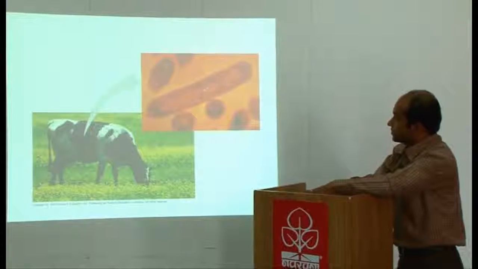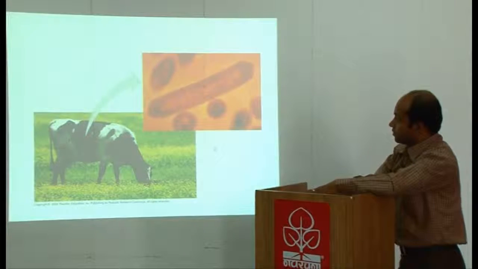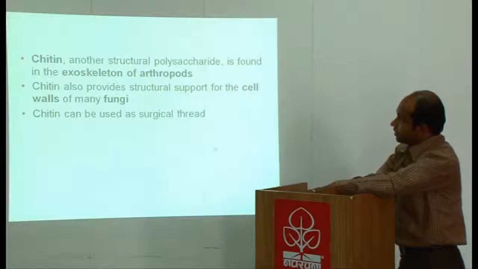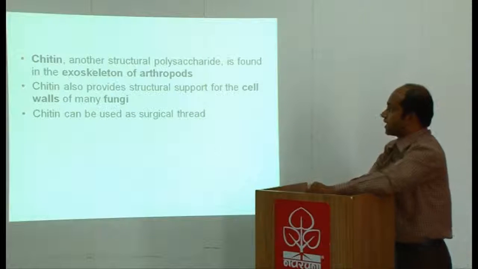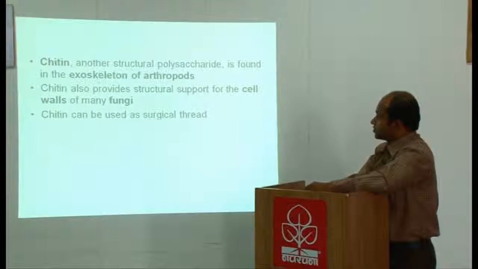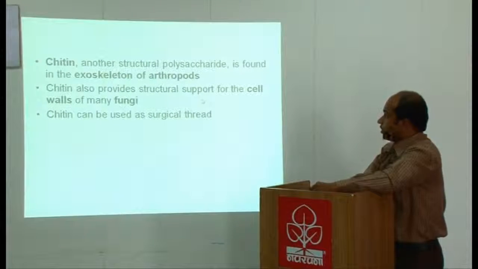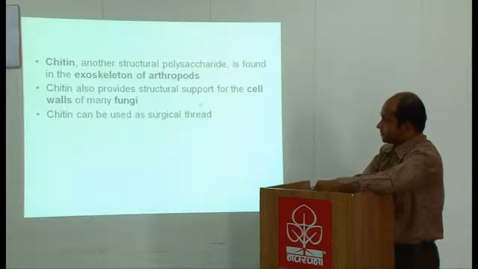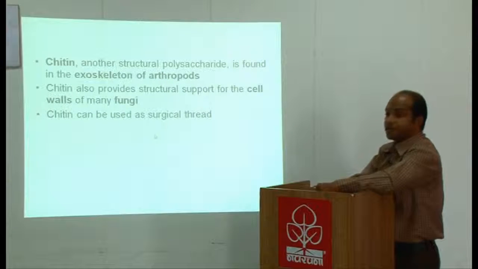So these microbes have this type of microstructure. There is another class of polysaccharide known as chitin. Chitin provides structural support for the cell walls of fungi. This chitin also has a very important role as a surgical thread.